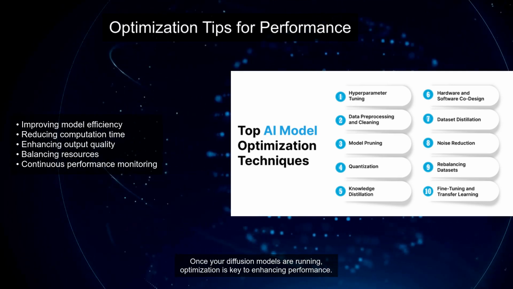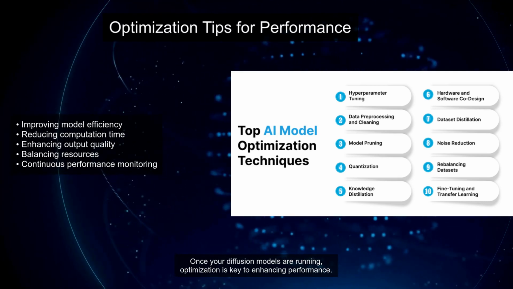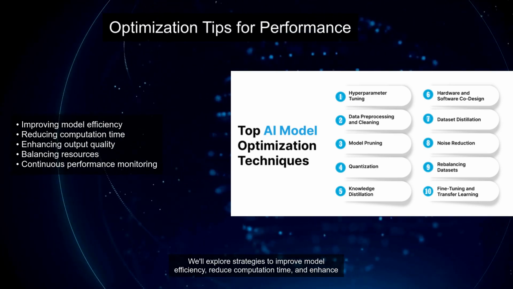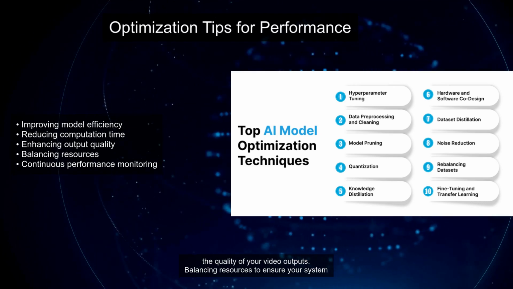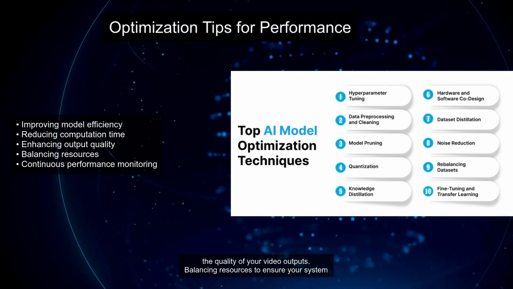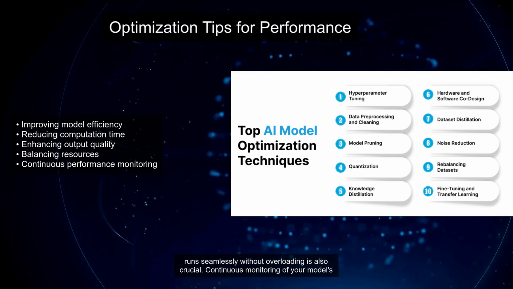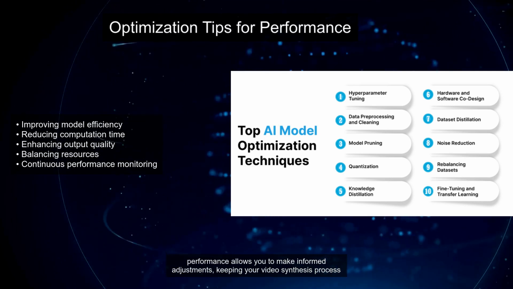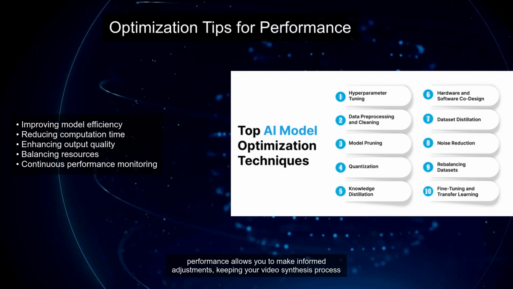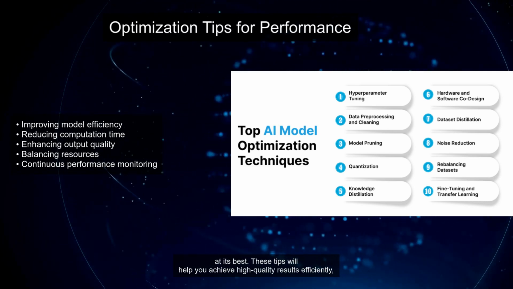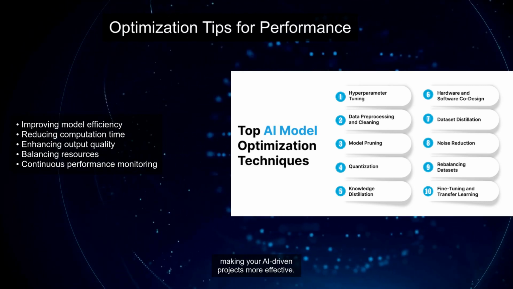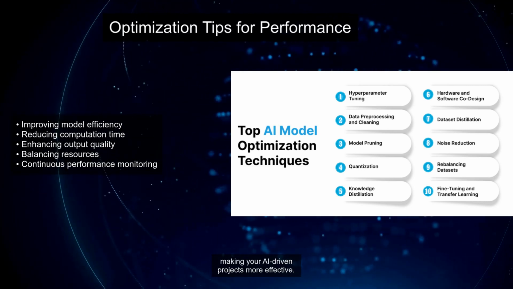Once your diffusion models are running, optimization is key to enhancing performance. We'll explore strategies to improve model efficiency, reduce computation time, and enhance the quality of your video outputs. Balancing resources to ensure your system runs seamlessly without overloading is also crucial. Continuous monitoring of your model's performance allows you to make informed adjustments, keeping your video synthesis process at its best. These tips will help you achieve high-quality results efficiently, making your AI-driven projects more effective.